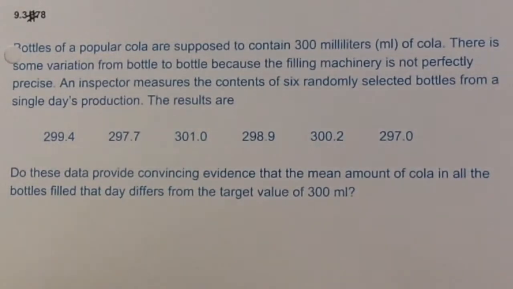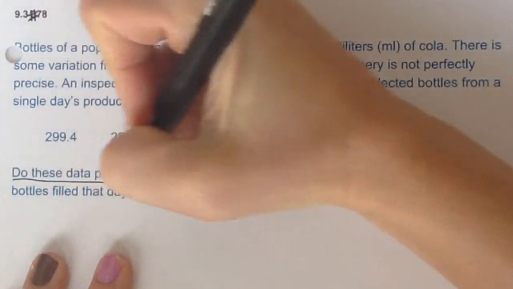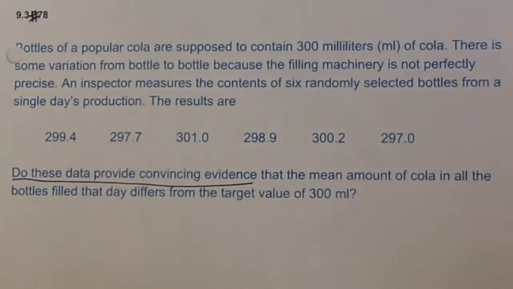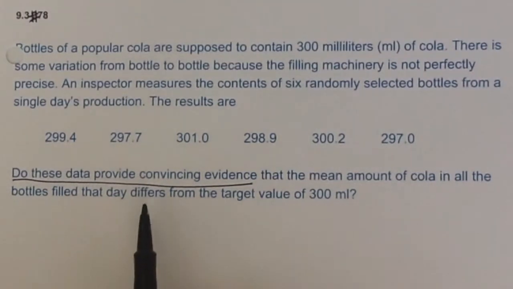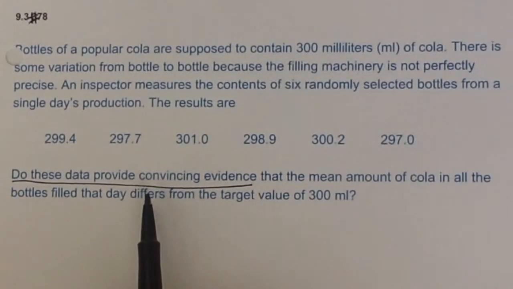A couple things I want you to start to notice. Anytime you're asked a question similar to this, do these data provide convincing evidence? That's what tells you that you're doing a test of significance. If instead it had asked, estimate the amount of cola in each bottle, that's when you're doing a confidence interval instead. So be able to keep track of whether or not the question's asking you to do a test of significance or a confidence interval by looking for these key types of words, the hints that they're giving to you.